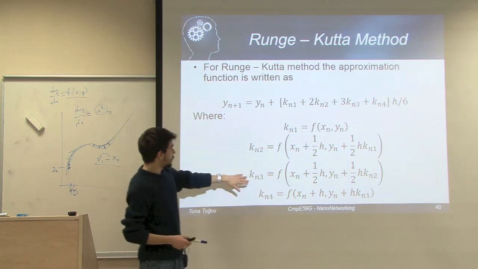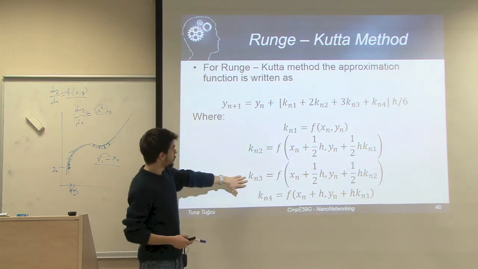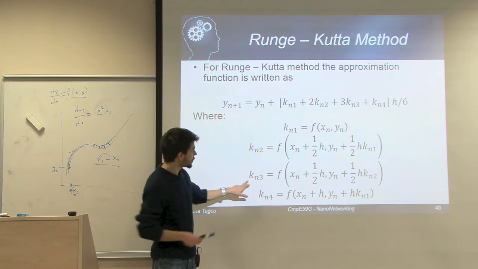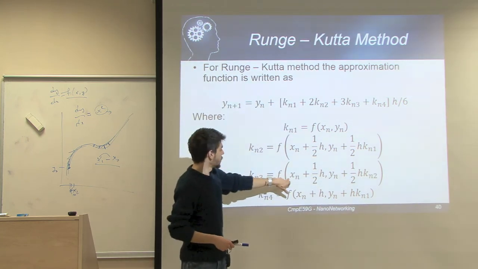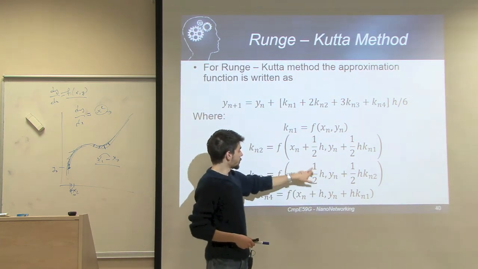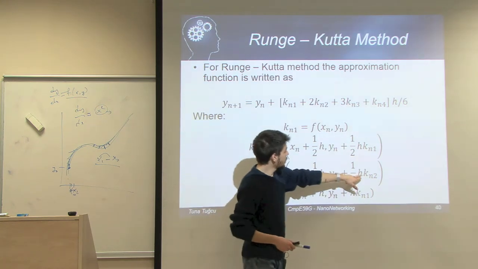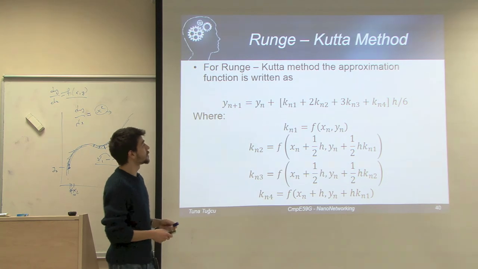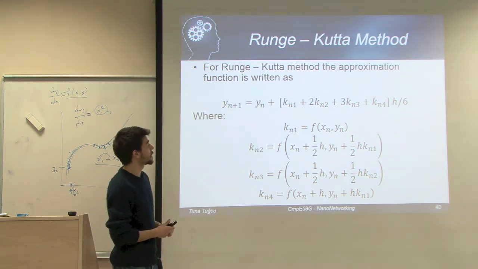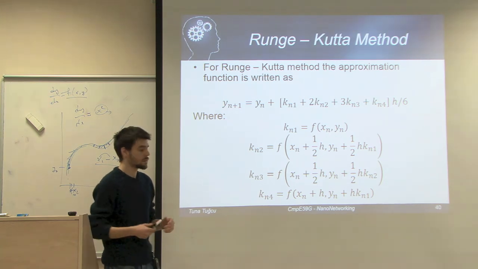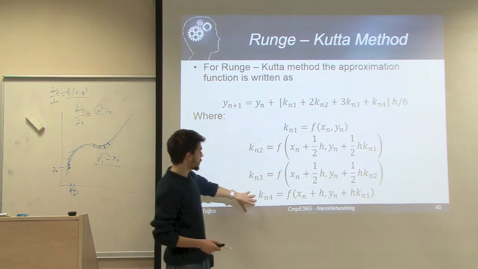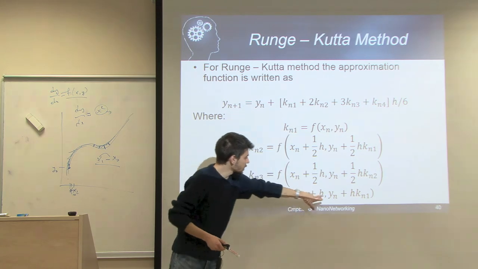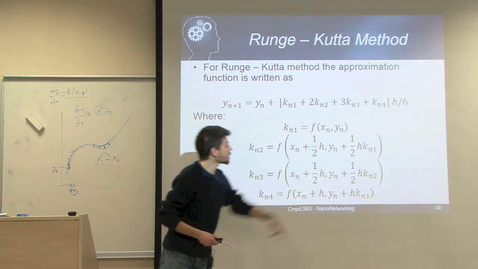And the third step is dependent on kn2. You get f x n plus 1/2 h, y n plus 1/2 h kn2, and it is this one. I'm not showing you the derivation of this because it's a little bit nasty, but it's not necessary. If you're very interested, I can show you. And the fourth one is calculated like this, x n plus h, y n plus h kn1.